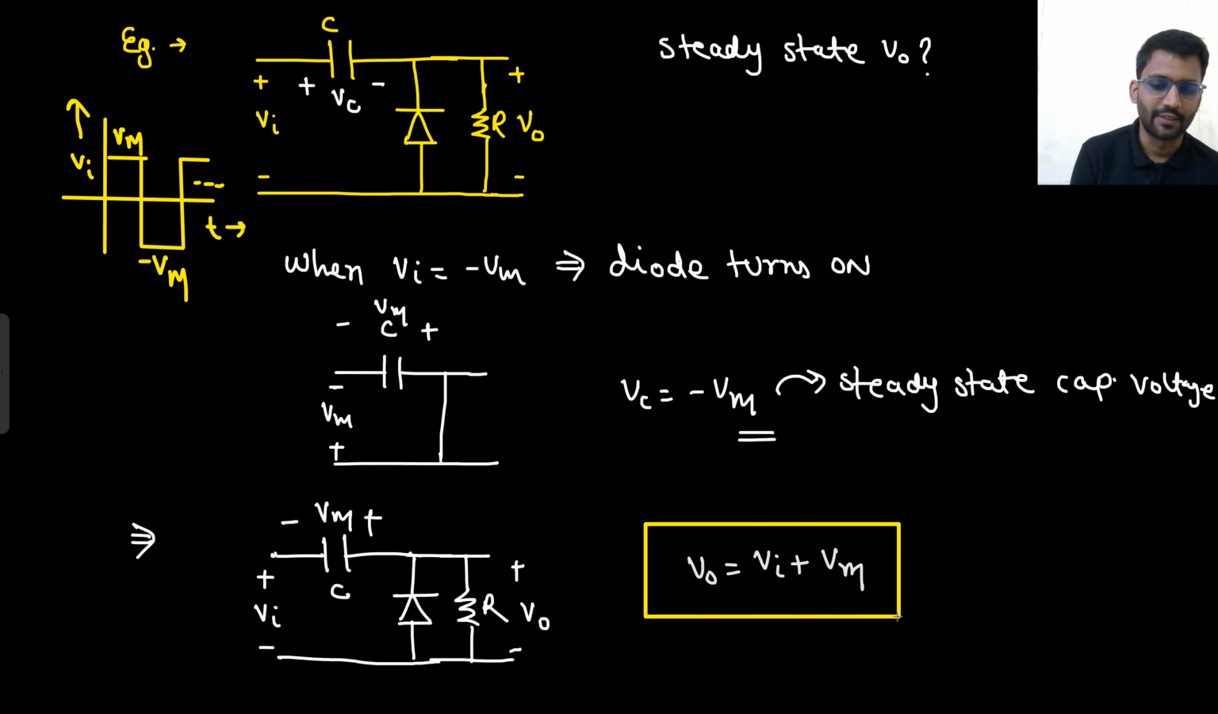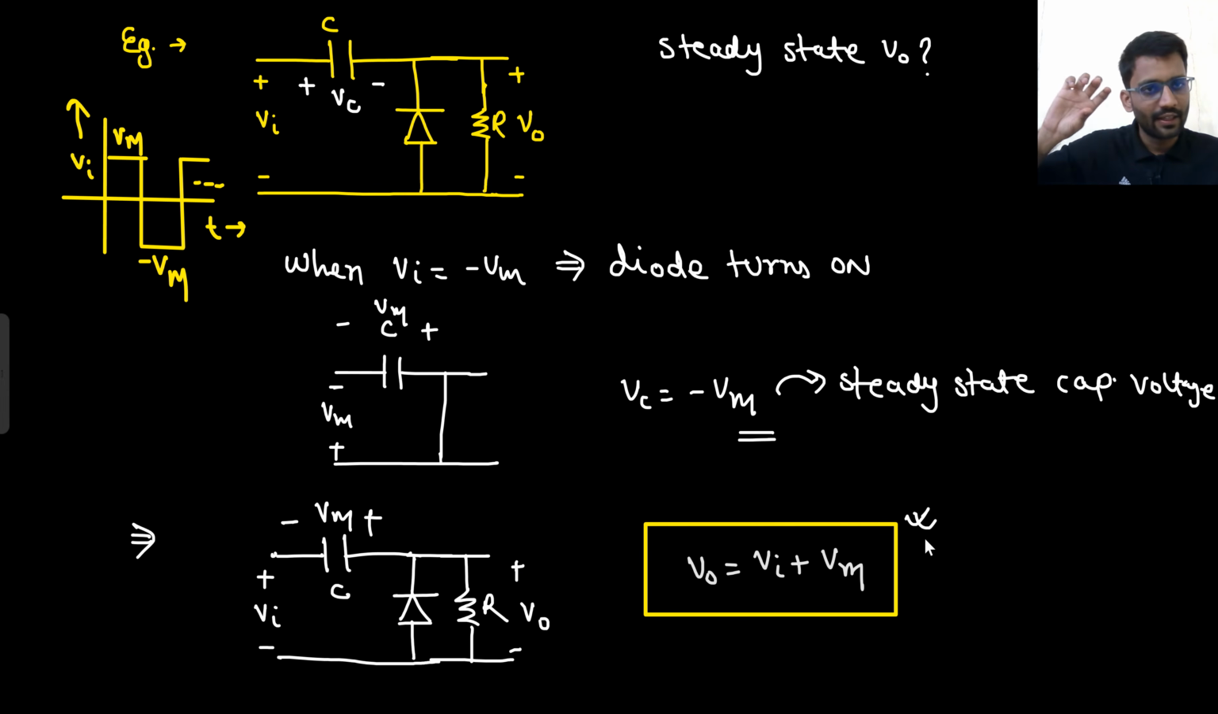Vi plus Vm. That is our final output. That's it. Done. In just one step it is done. What did we do? First we turned on the diode. How will it be turned on? With the negative supply. Then we got to know the voltage across the capacitor. That is its steady state voltage. The steady state voltage is Vm from right to left. So what will be your V0? Vin plus Vm. That's it.